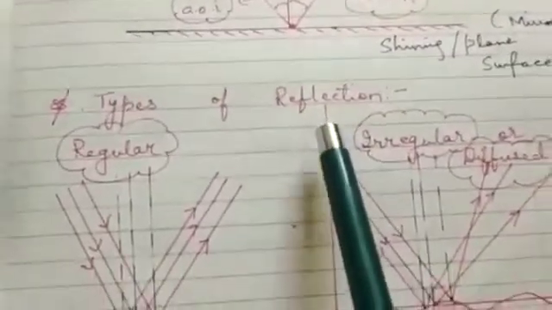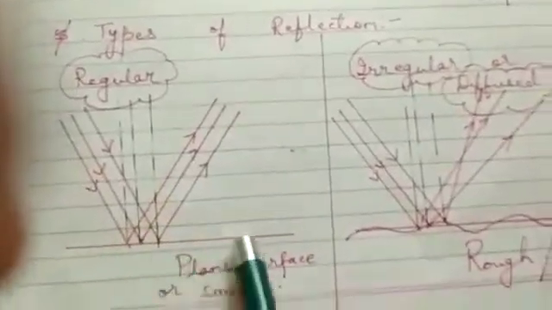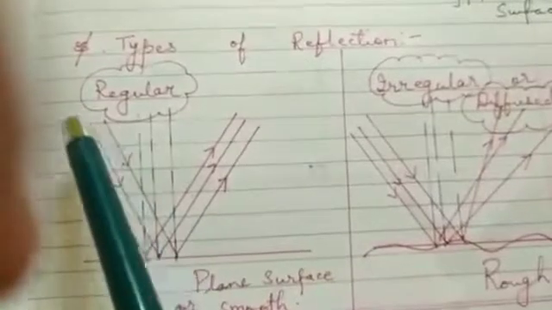Now we will see types of reflection. We have already studied this in our lower classes, but this is the time to revise for further information. Two types of reflection are there: regular and irregular. Irregular is also called diffused reflection. In regular reflection, there is a plane or smooth surface, and a bunch of rays of light, known as a beam of light, falls on this plane surface.